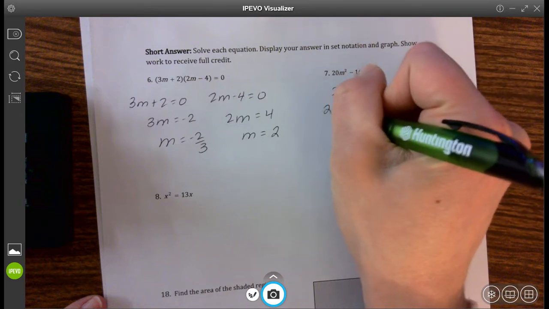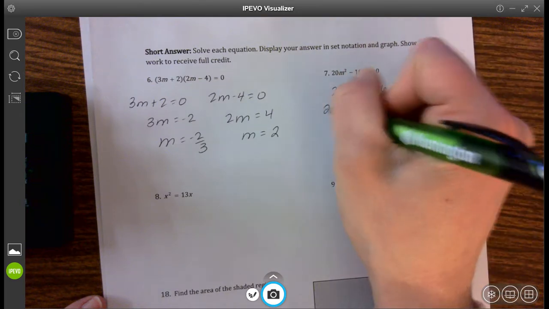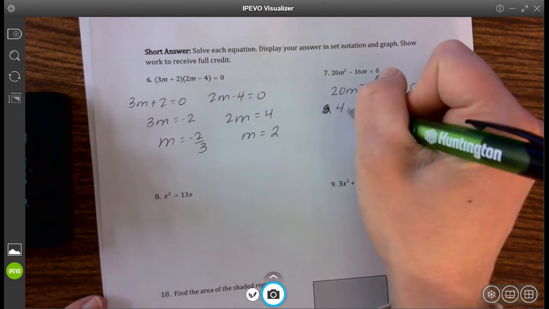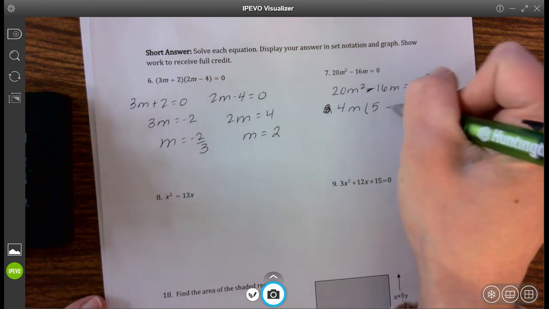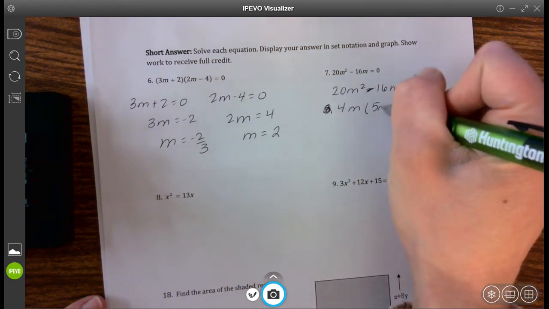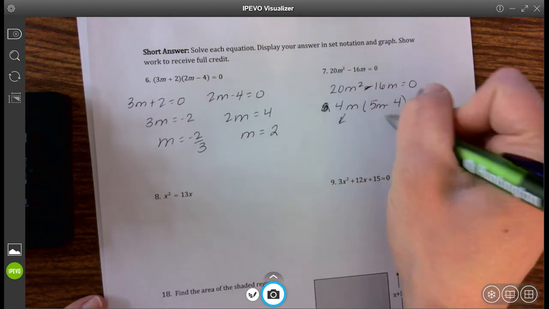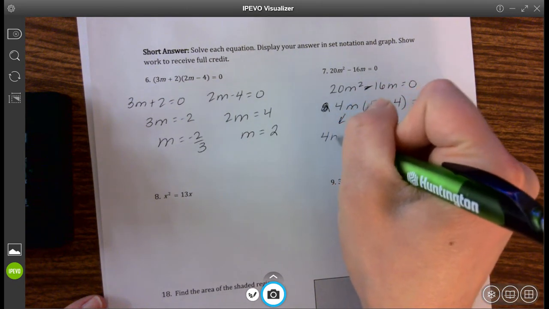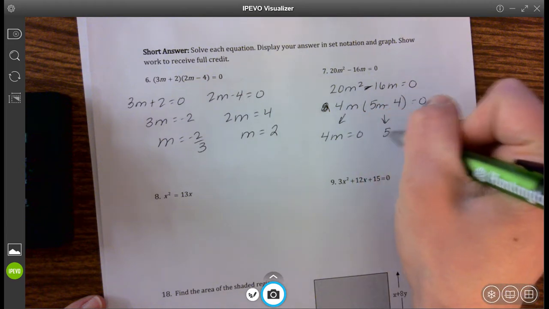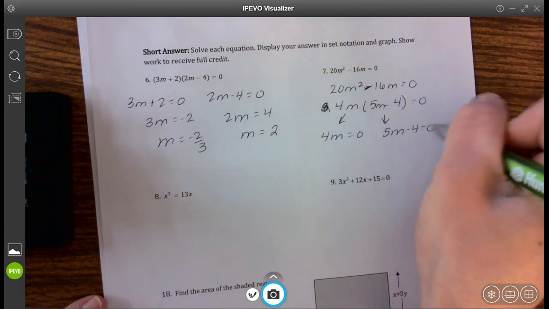Both have a 2 in common? 4 in common? Yeah, 4 in common. 4m, so you're left with 5m minus 4. Zero product property says you take each piece or factor, set it equal to 0, and solve.